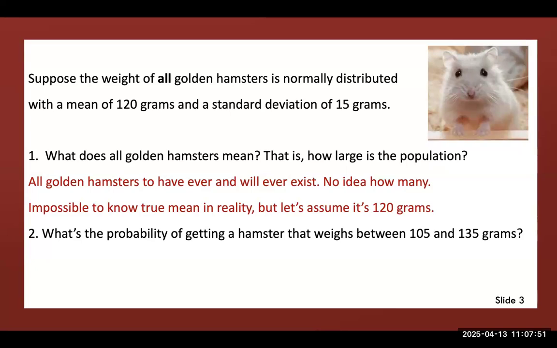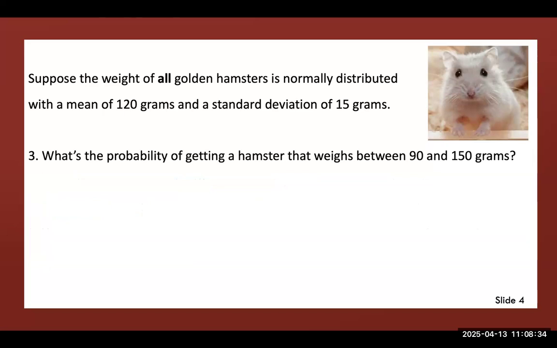We know the distribution is normal. It's told to us in the problem. So let's figure out how far away 105 and 135 are from the mean 120. And notice that both of those numbers are 15 grams away, which means that's one standard deviation below the mean and one standard deviation above the mean. So according to the empirical rule, we know that about 68% of the data is within one standard deviation of the mean. Now, what's the probability of getting a hamster that weighs between 90 and 150 grams?